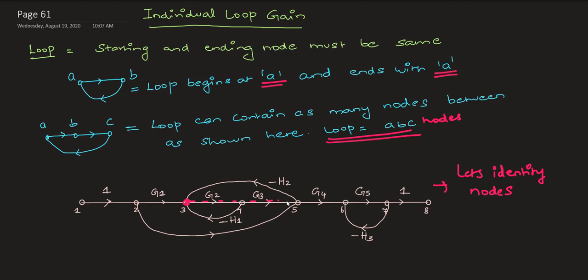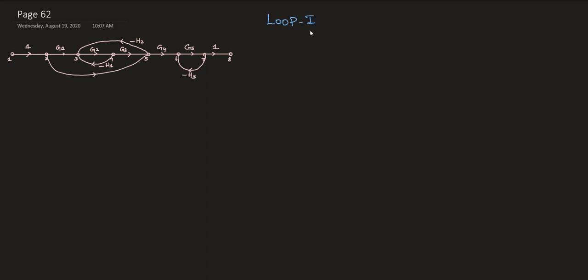So my loops here I have are 3, 4, 5, and then I have 3, 4, and then I have 6, 7. So I have 3 loops in this question, and my loop gains are nothing but the product of the gains of their branches. So which means my 3 to 4 gain is going to be just G2 into minus H1. So just multiply those gains.